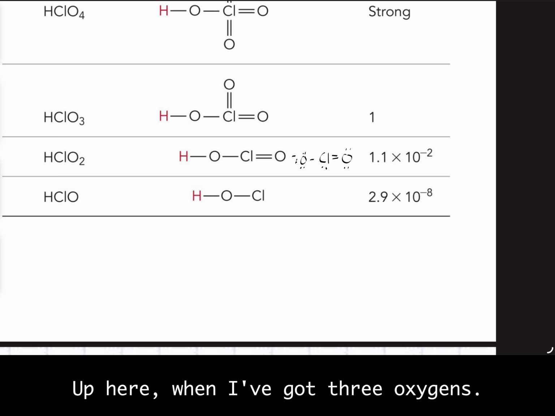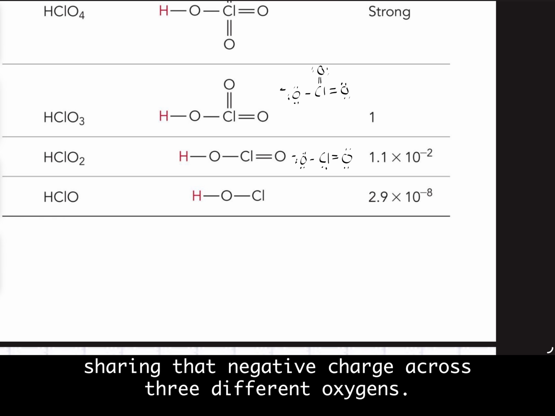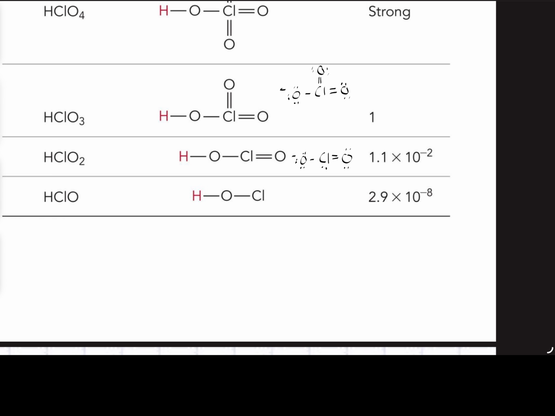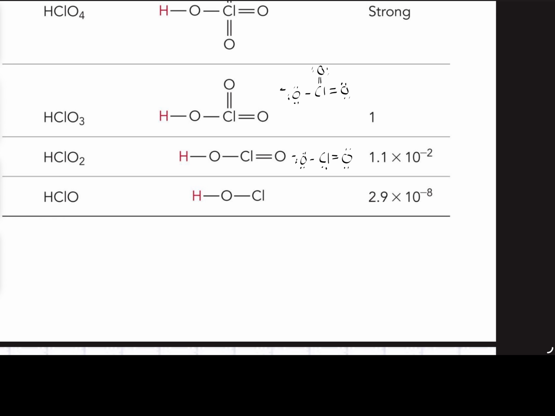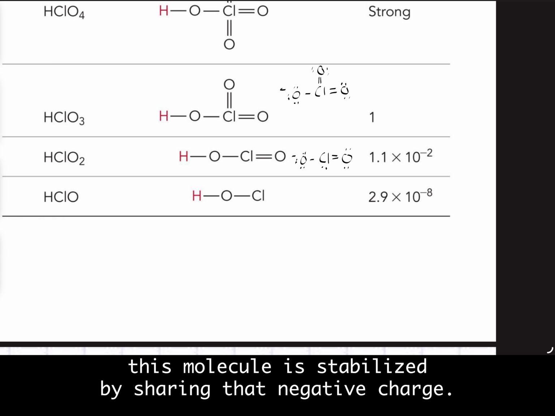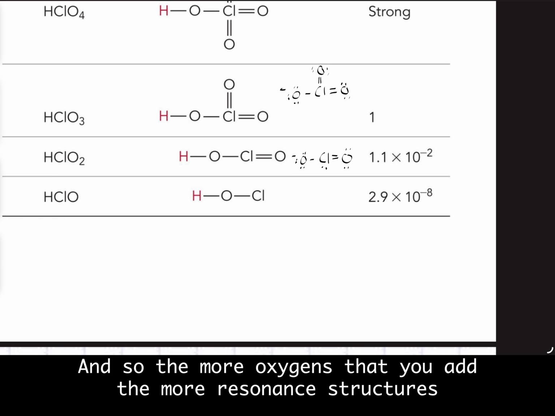And up here, when I've got 3 oxygens, my Lewis structure would be this for the anion, which now I'm sharing that negative charge across 3 different oxygens. And the more that you can spread out a charge, the more stable it is. So this bond is weaker because without that hydrogen, this molecule is stabilized by sharing that negative charge. And so the more oxygens that you add, the more resonance structures you can have.